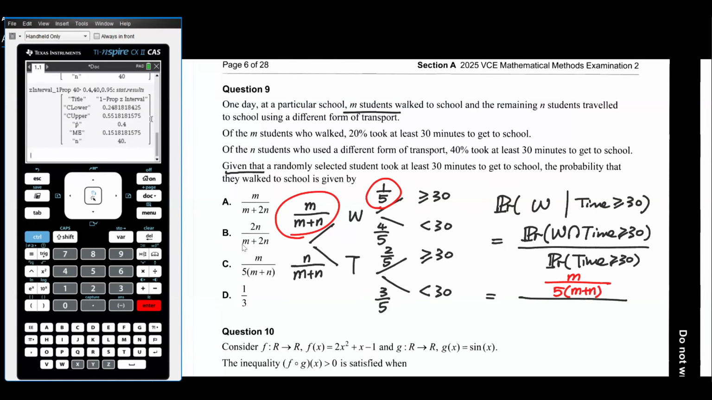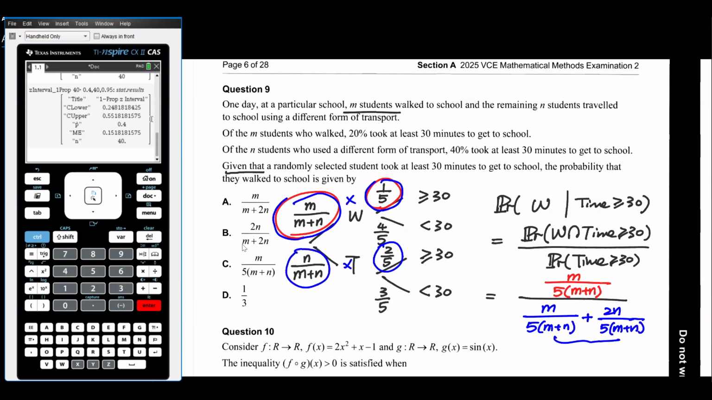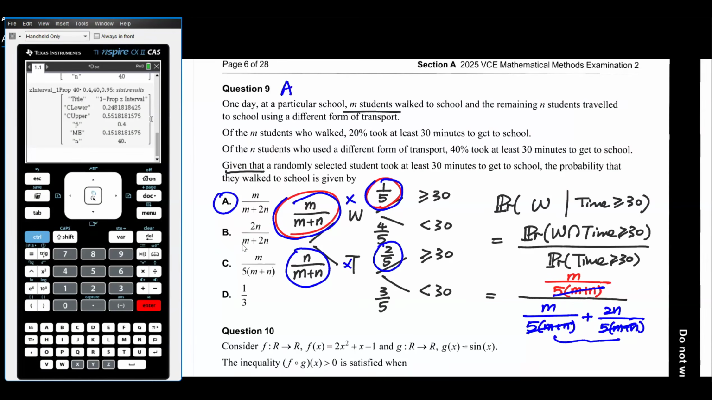And then the denominator will be these two numbers multiplied together plus these two numbers multiplied together. So you have m divided by 5 lots of m plus n, plus 2n divided by 5 lots of m plus n. So eventually when you combine these two fractions, the 5 times m plus n will cancel each other and you get m divided by m plus 2n. Option A.